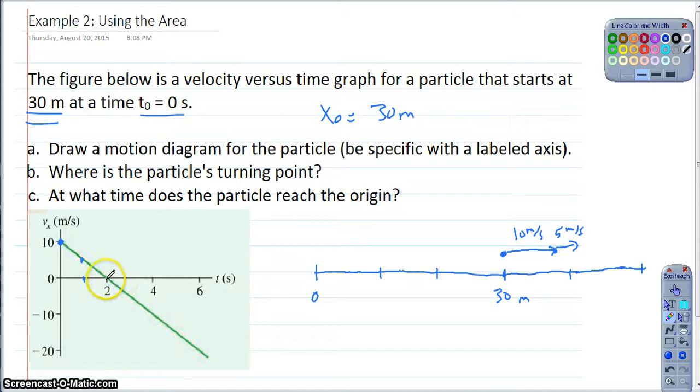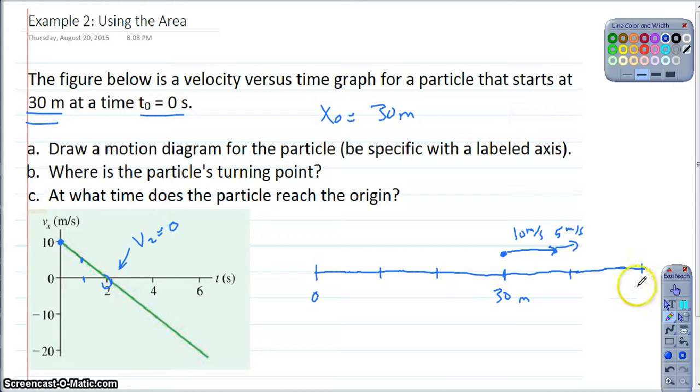And so what I mean by that is, what happens at 2 seconds? Well, what do we notice about the velocity at 2 seconds? Isn't the velocity at 2 seconds equal to 0? Okay, so at 2 seconds, that would be where this car turns around, right? That would be where this car stops and then turns around, or this particle, I guess I should say, stops and turns around. So at 2 seconds, that's our turning point.